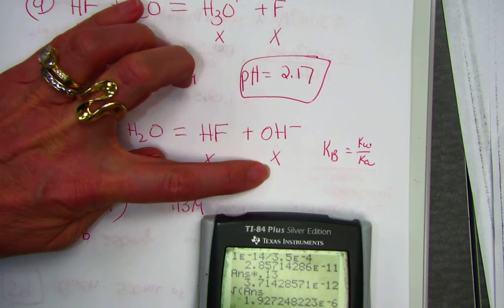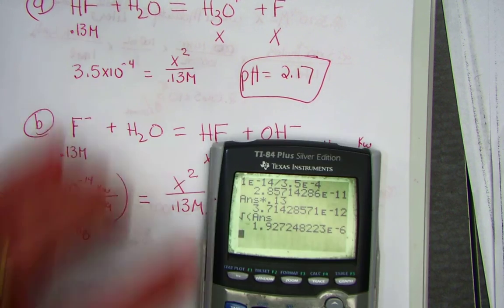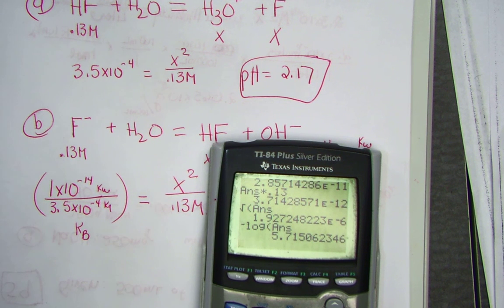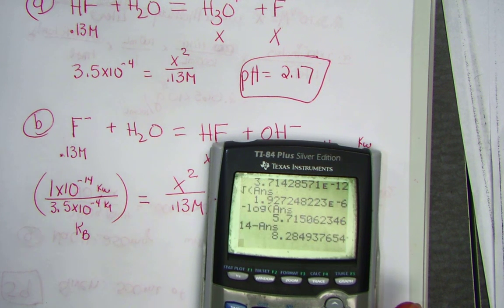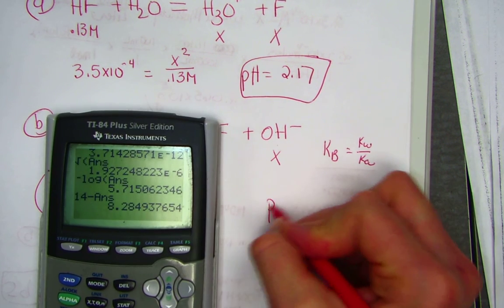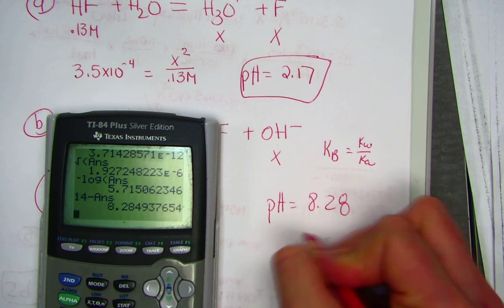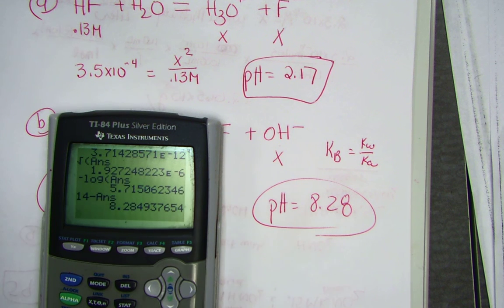Again, X is the base ion. When we negative log that answer, we get something called the pOH. 14 minus the pOH, and we'll find our pH of a base solution, 8.28, depending on how you round there. I'm not sure how many sig figs they want.